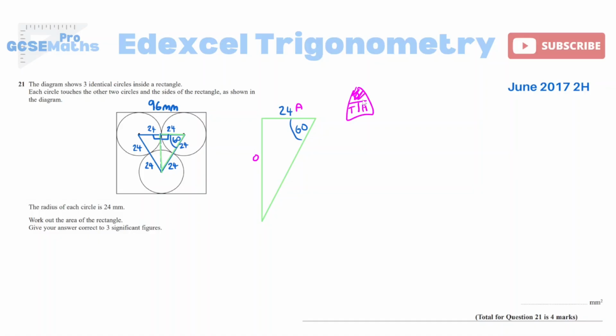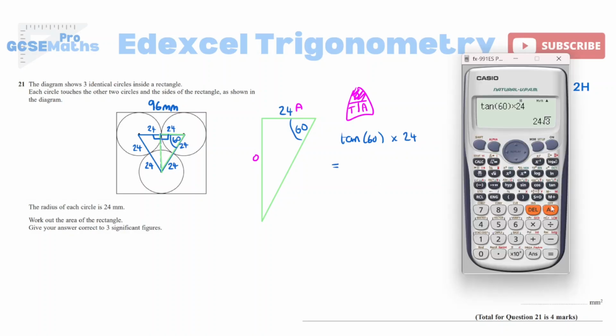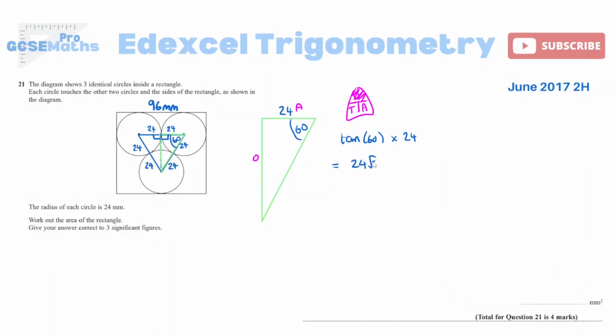Because we're looking for the opposite, cross that out. So my actual calculation is going to be tan of the angle times by the adjacent. Now, you could write down all the decimals. For now, because it's not our final answer, I'm going to write it down in the most simplified form, which is 24 root 3 millimeters. So that's our height here, isn't it?